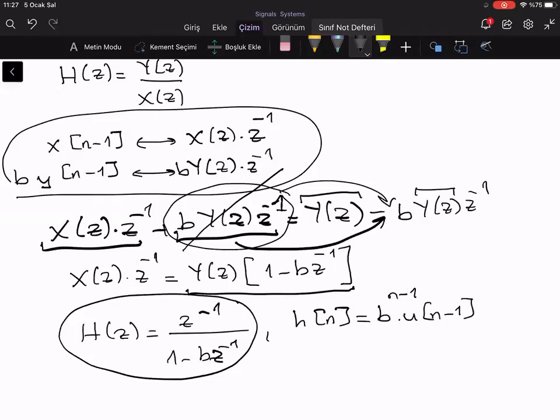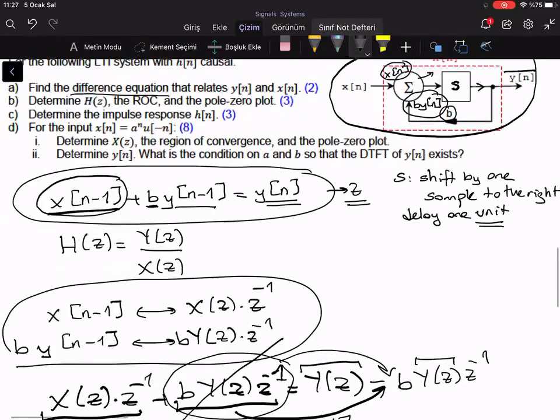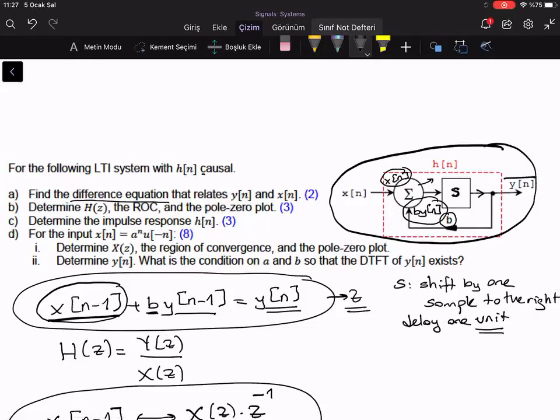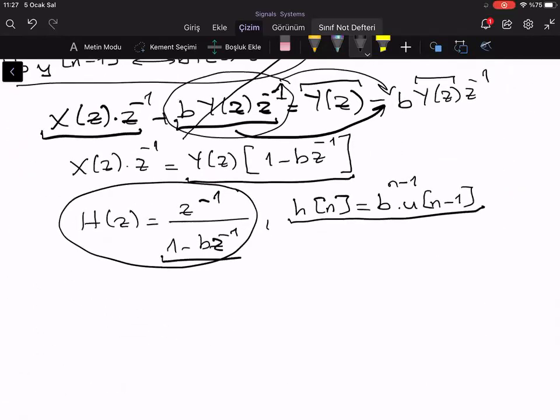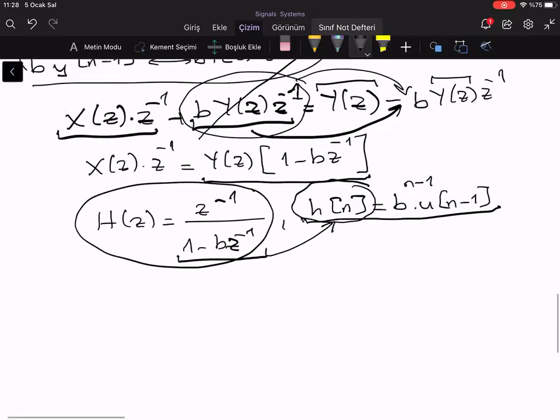So why is it right-sided? Because the system is causal. So Yaşar, this thing might have been a left-sided sequence and you wouldn't be able to write it this way. So for this to become this, you have to check what is given in the question about h of n. Anlaşıldı mı gençler burası? Hocam, yes. You said about the former question I asked.